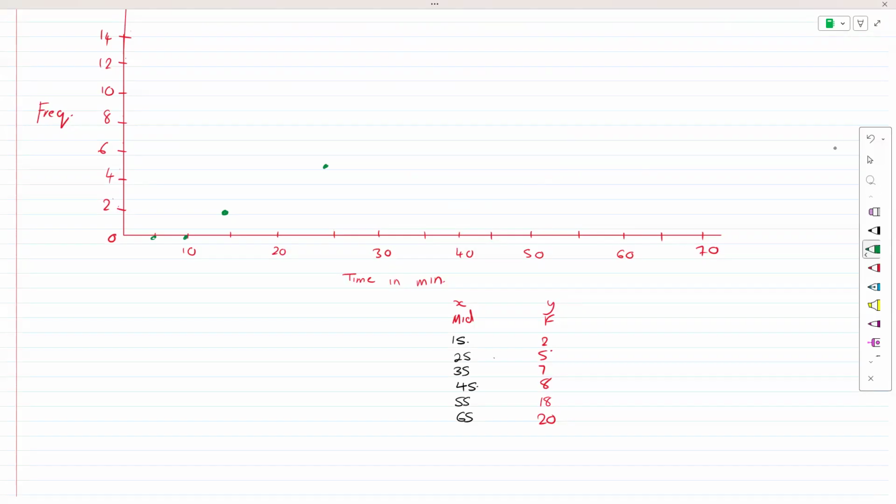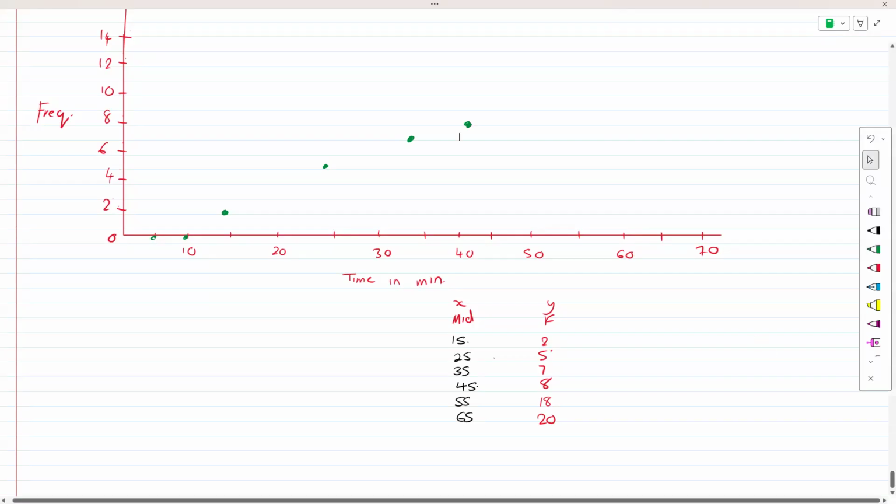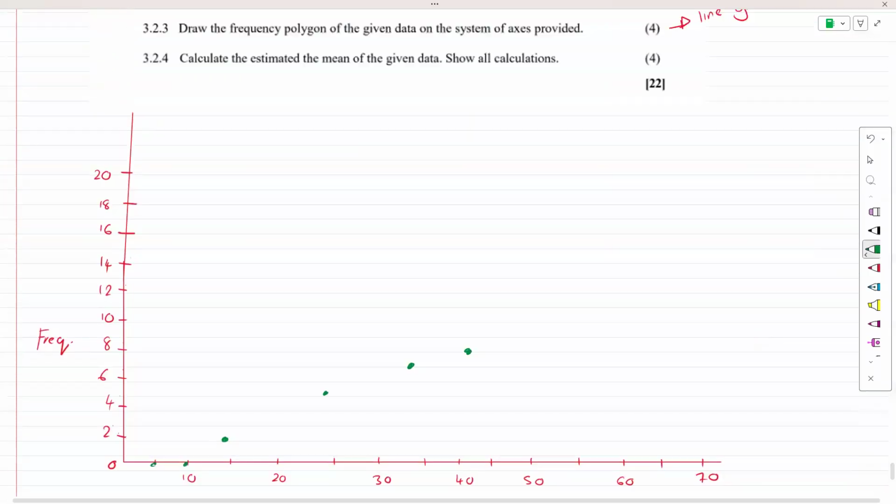35 is going to be at 7. 45 is going to be at 8, which is there. 55 is 18 and 65 is 20. 55 is 18. I think it's there. Yeah, it's there. And then 65 is 20.